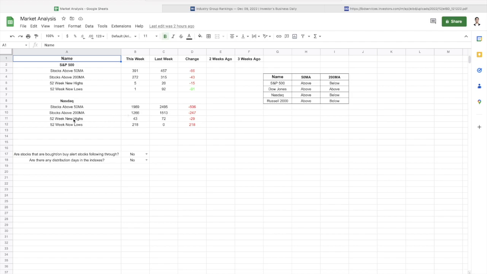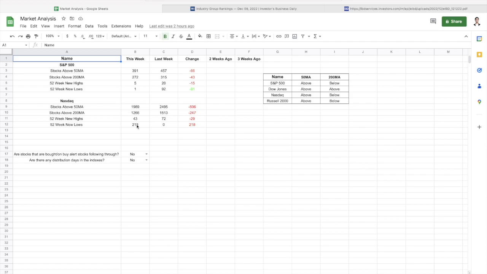As for the 52-week new highs, 2 weeks ago there were 72 and last week there was 43. So there's a decrease of 29. And for the next one, the 52-week new lows, 2 weeks ago there were 0 and last week there was 218. So there was an increase of 218 new stocks making 52-week new lows.